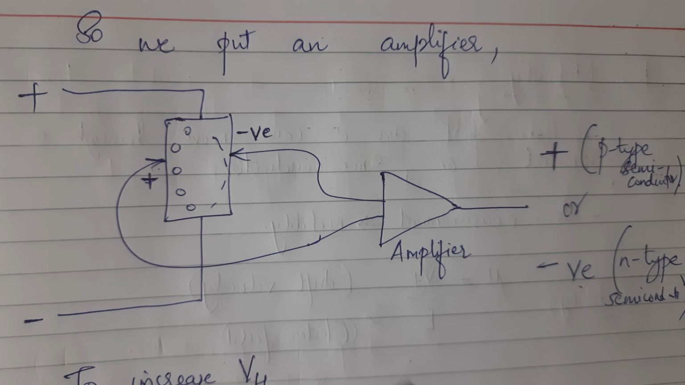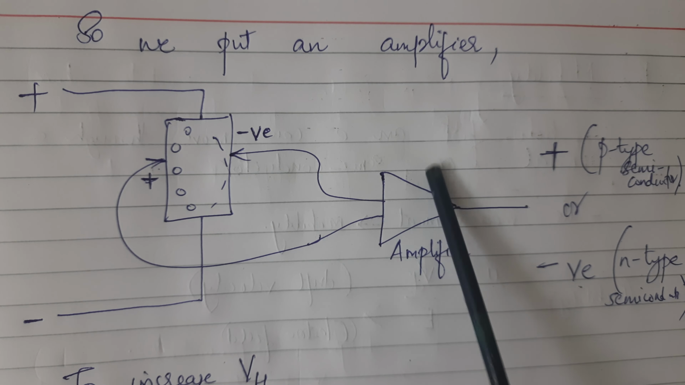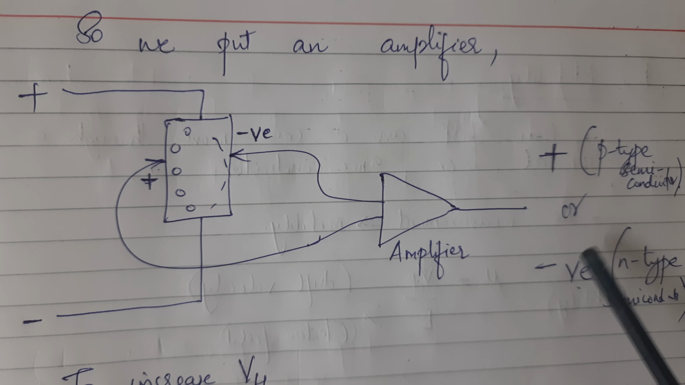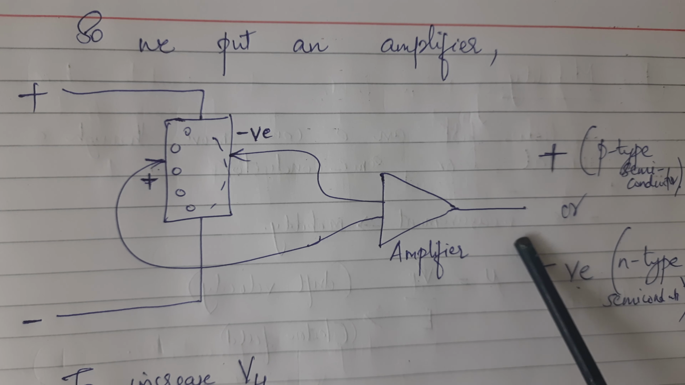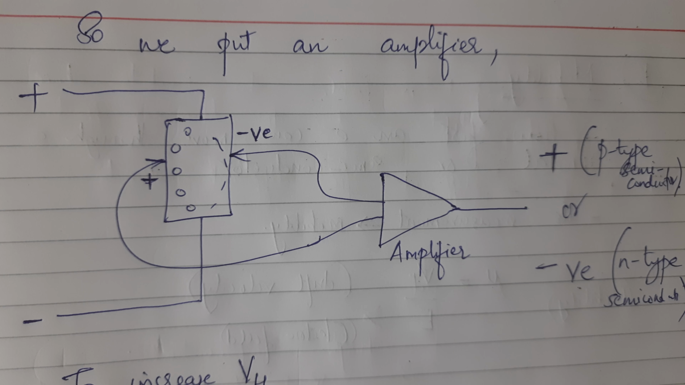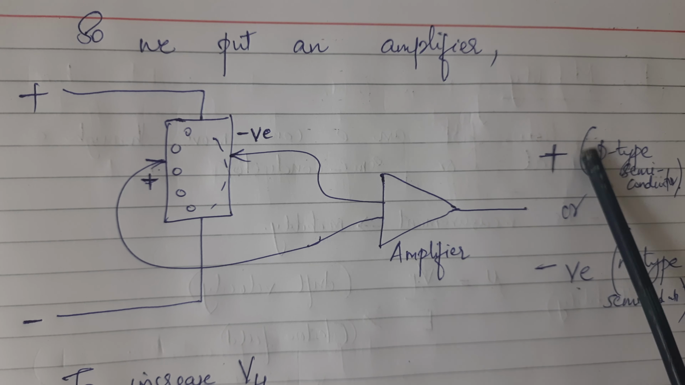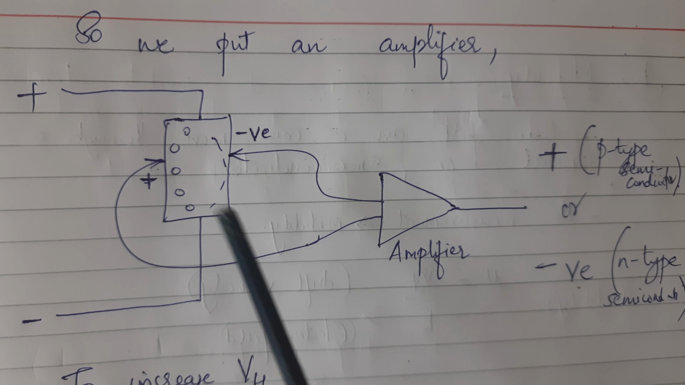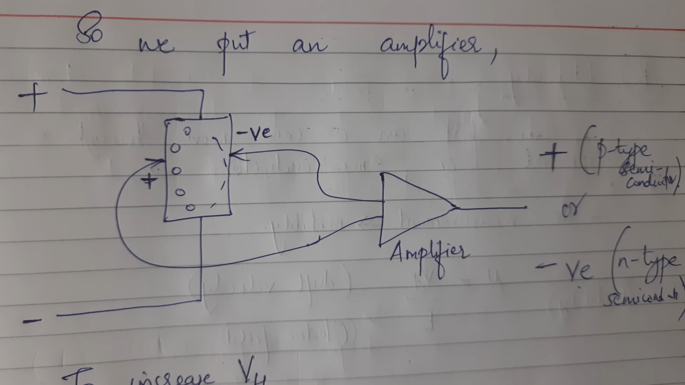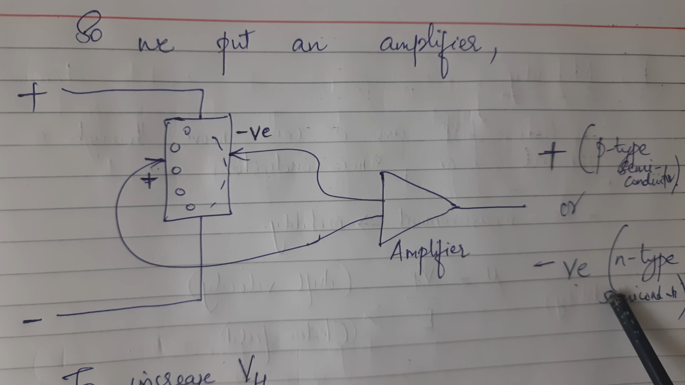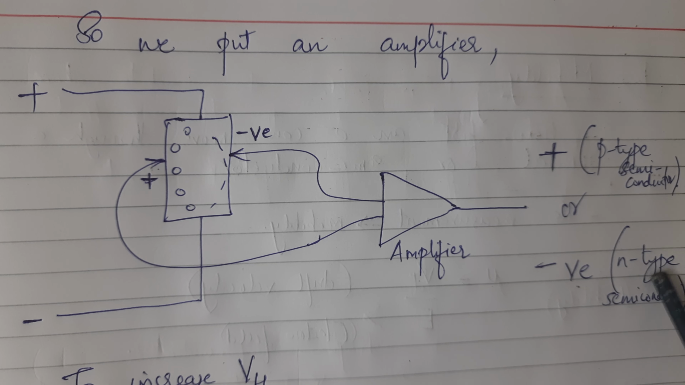So what we do is we put an amplifier on, and the amplifier amplifies the voltage, so the voltage will be some higher value. If the voltage is positive, then we can find that the semiconductor is a p-type semiconductor. Or if it is negative, we can see it will be an n-type semiconductor.